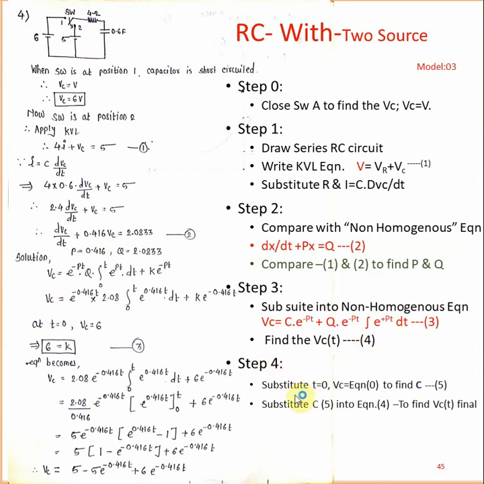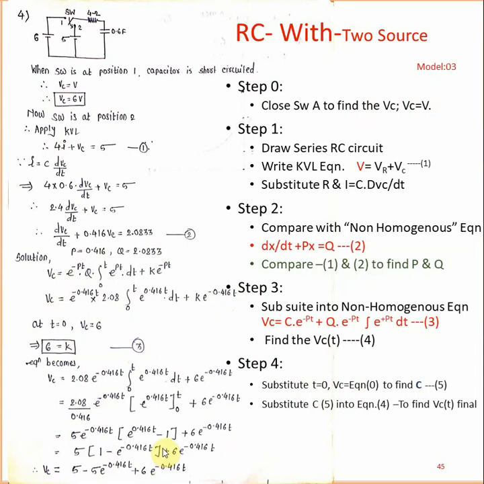Okay, step number 4. Substitute t is equal to 0 and Vc is equal to, what is the Vc value? Step 0 equations. Vc is equal to 6. Then you can substitute 6 in the equation to find out the constant K. Once the constant K is found, substitute in that place, then you will complete this answer. So this is the method.